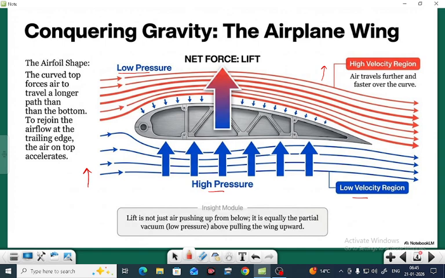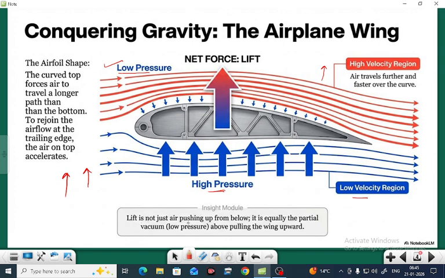The airfoil shape, the curved top, forces air to travel a longer path than the bottom. To rejoin the airflow at the trailing edge, the air on top accelerates. So the velocity here is more. And whenever the velocity is more, it creates a low pressure zone. And when the velocity is small, it creates a high pressure zone. So there is a lift in the upward direction of the airplane. Air travels further and faster over the curve.